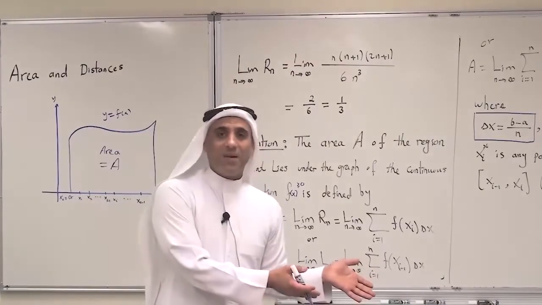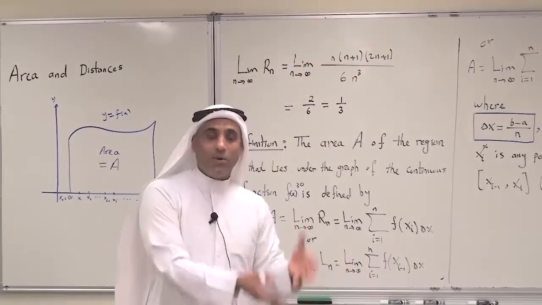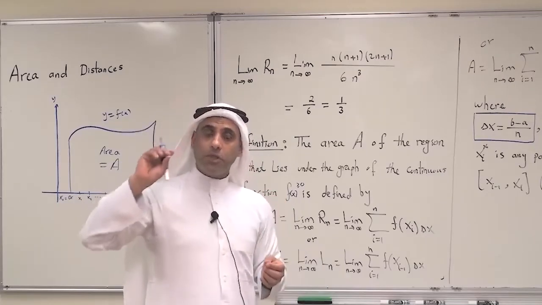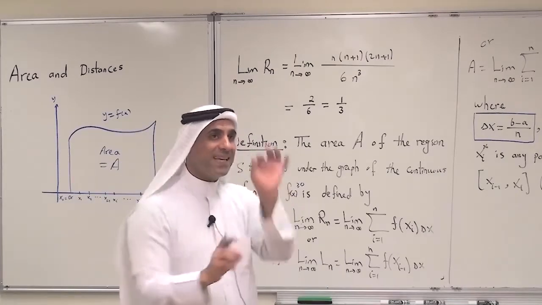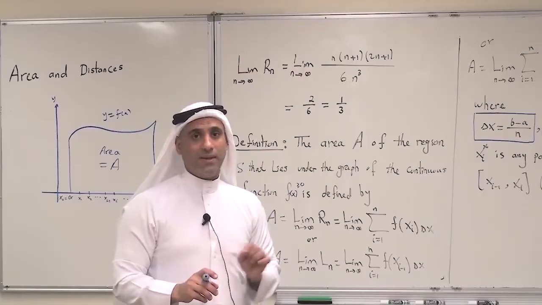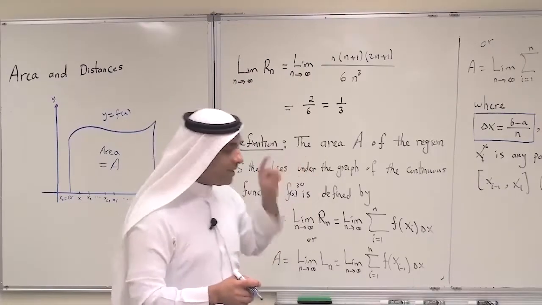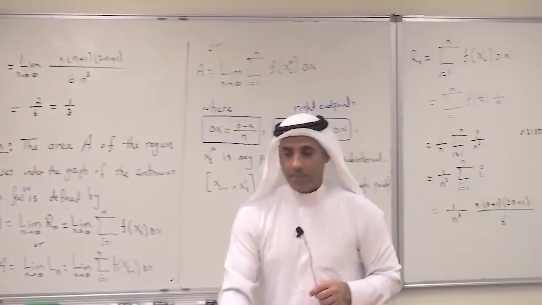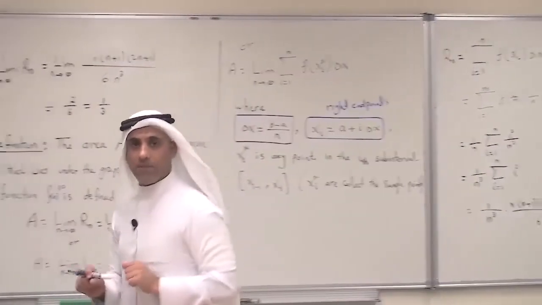We did it in example number 1. The exact area under the curve y equals x squared. By pushing Rn to go to infinity, we get the exact area, which is 1/3. So now we reached the idea, or the definition, of what we call exact area. We are done with the area problem now.